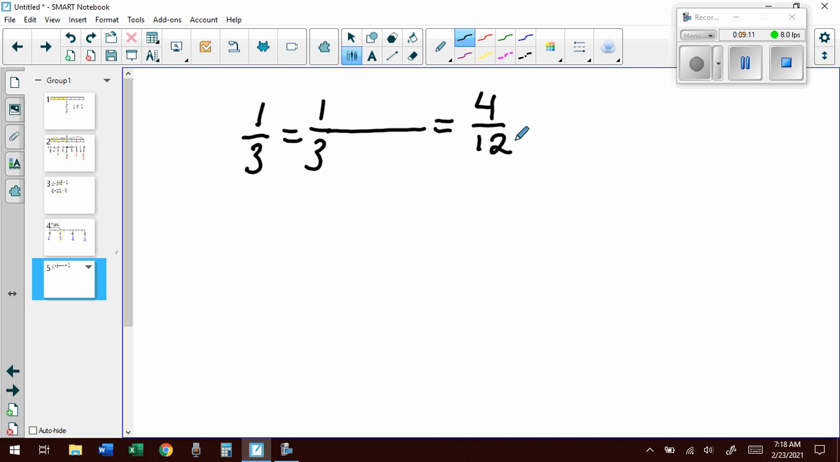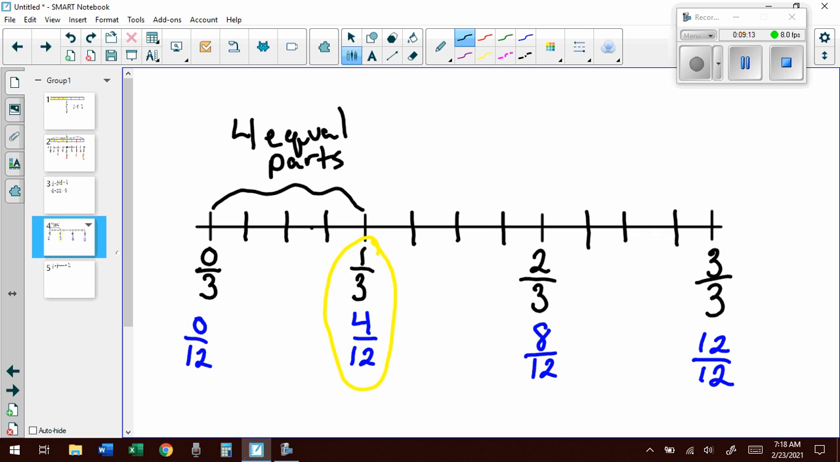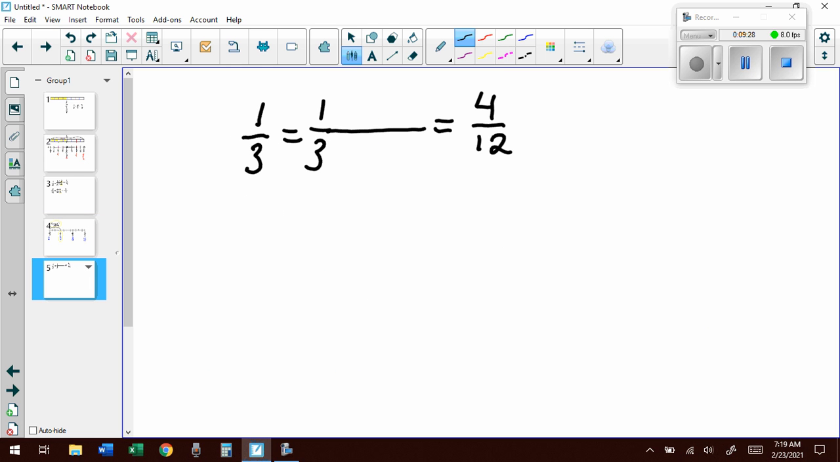And I have a question for you. When we looked at our number line, we started with thirds and we partitioned each third into how many equal parts? 4 equal parts. So when we go to here, we partitioned each third into 4 equal parts. 1 times 4 equals 4. 3 times 4 equals 12. So each third, we multiplied it by 4.